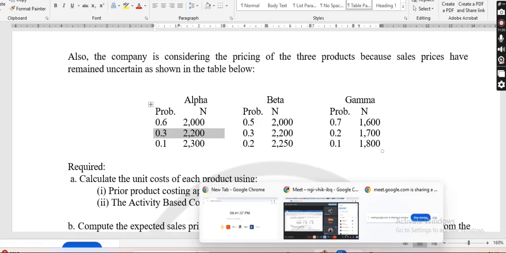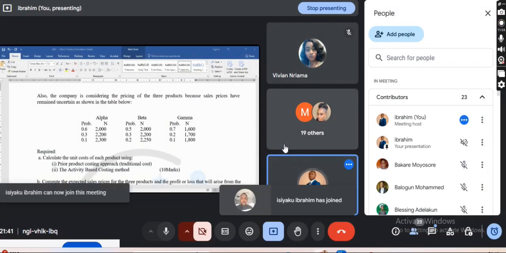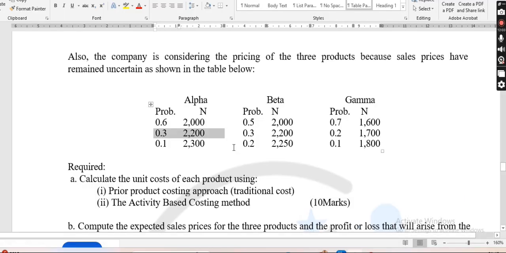See, in any question given to you, if you see probability attached to either sales or cost, calculate the expected value. If it is cost, calculate expected cost. If it is sales, calculate expected sales. Calculate the expected value of that item. I repeat, when you see a probability in a question attached to either sales or cost, what you should do is calculate expected cost or expected sales.